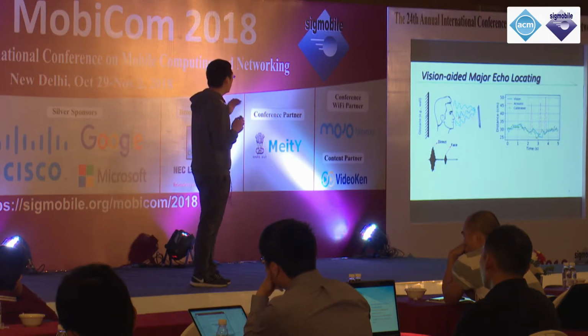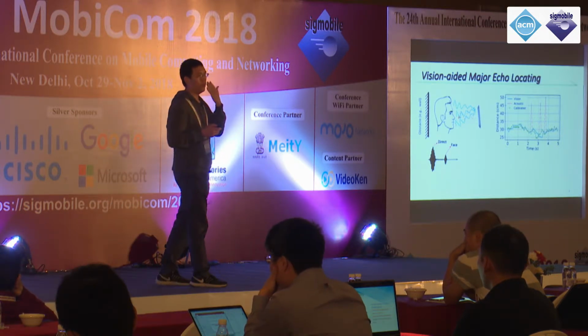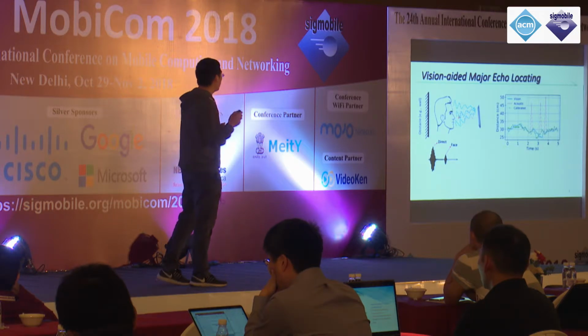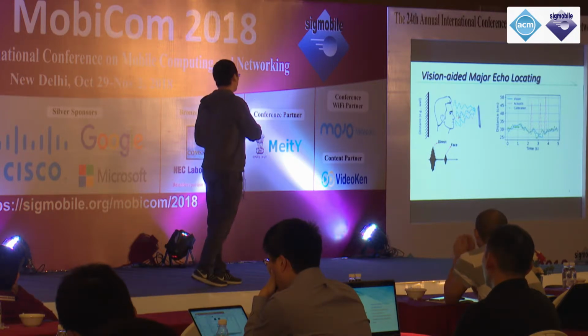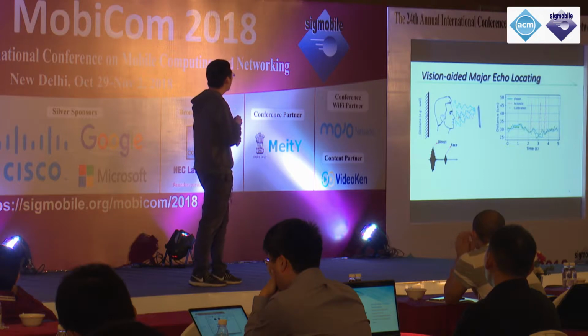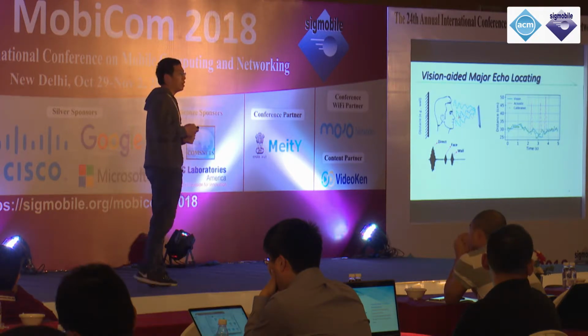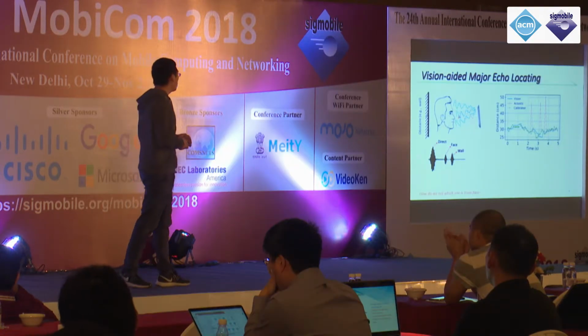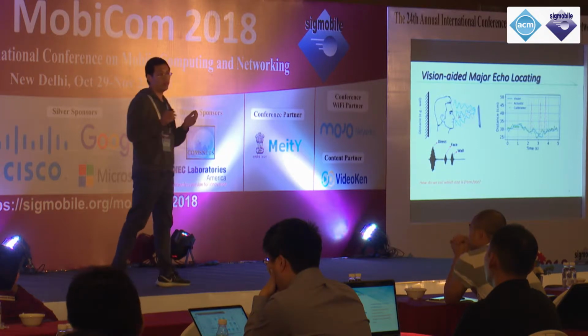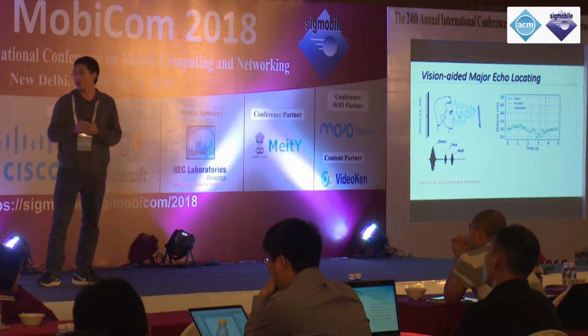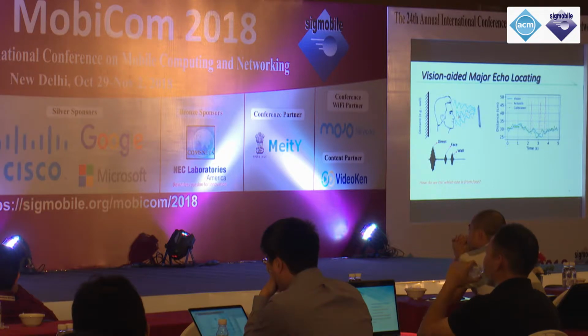When we are trying to locate the echoes from your face, sometimes you will have clutters. For example, there's a wall behind you, so you may have even stronger reflections from the wall. How can we tell which one is from the face and which one is from the clutters? To do this, we can leverage vision.